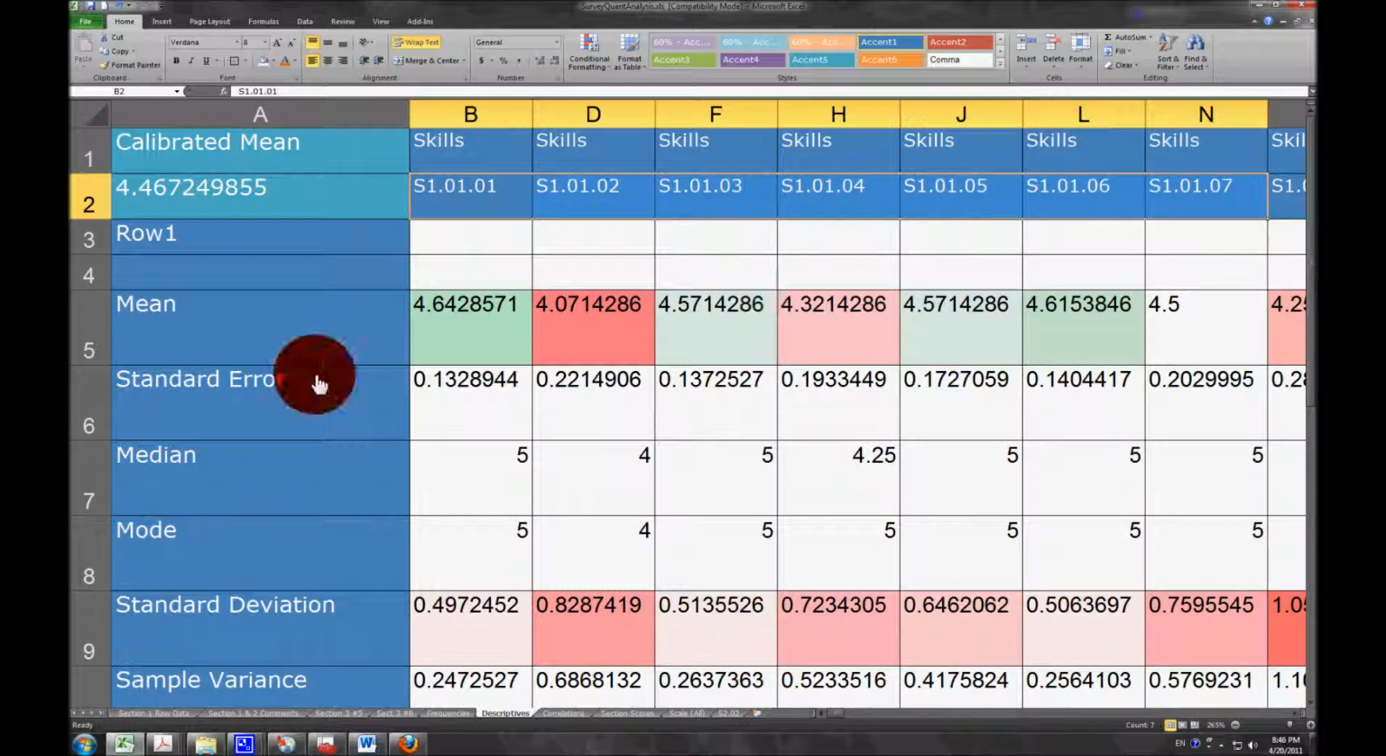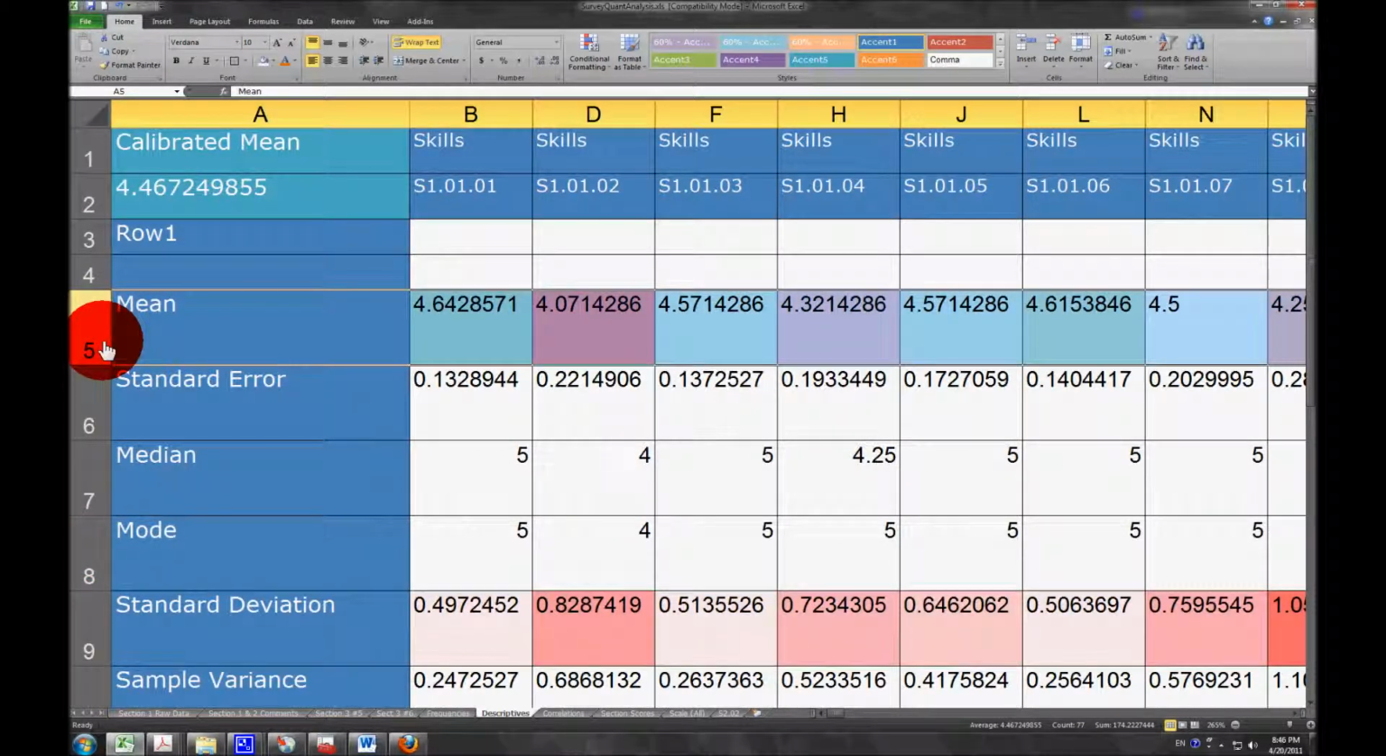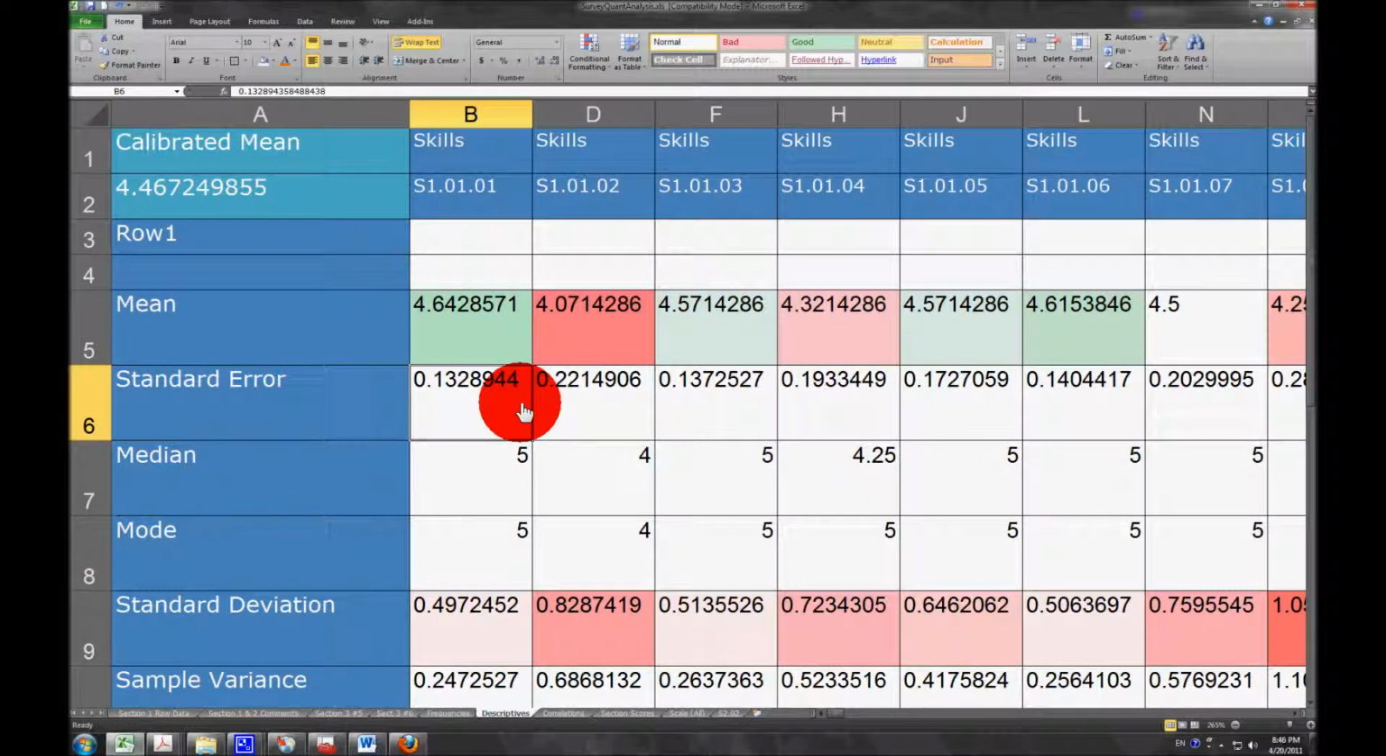So the two columns I want to look at are the mean and standard deviation. You'll see those are the colored ones. The mean here is conditionally formatted. The more saturated the green, the farther the average response for that question deviates positively from the calibrated mean, and the more saturated the red, the more it deviates negatively from that calibrated mean.